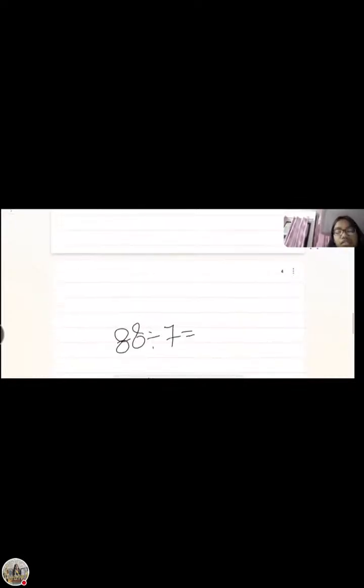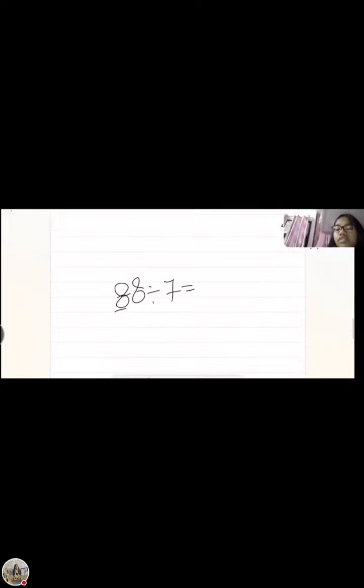88 divided by 7. Now this is not completely divisible. This was completely divisible by, but now this is not. Okay. 8 divided by 7 is 1. We get a remainder as 1. We add it here. 18. Now 18 we don't get it on 7th table. What do we get? We get 14. So that is on 2.